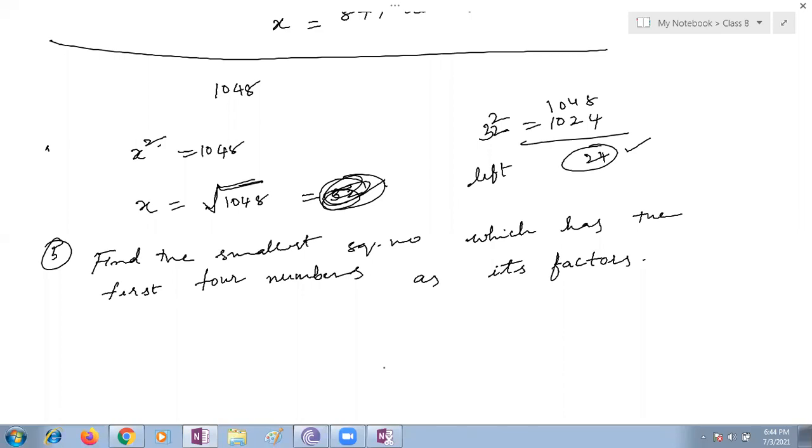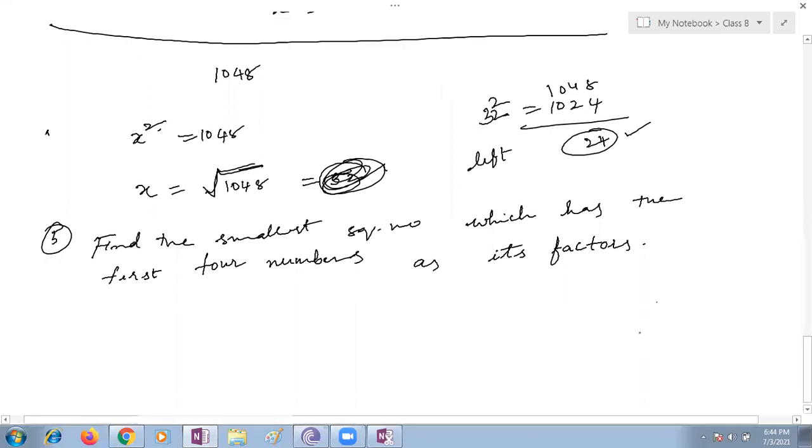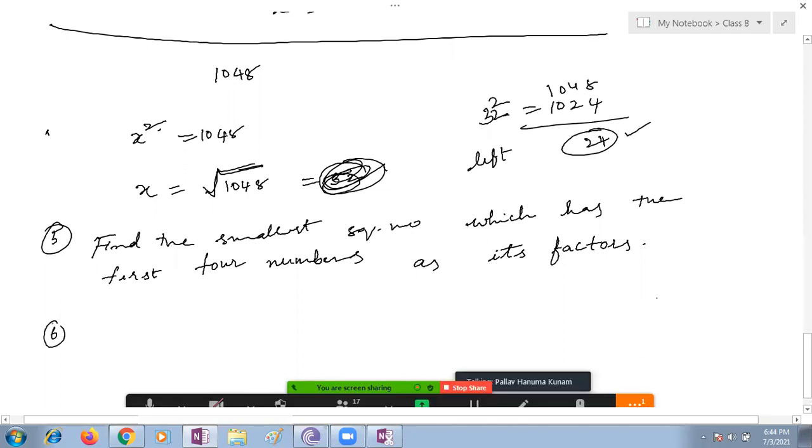Ma'am, today can we play a quiz? 2 quizzes. One more minute, Sahu. There is another question. Yes, Pallav. Ma'am, in this fifth question, if we take the square number as x square, then its first four digits should be its factors, ma'am. Yes.